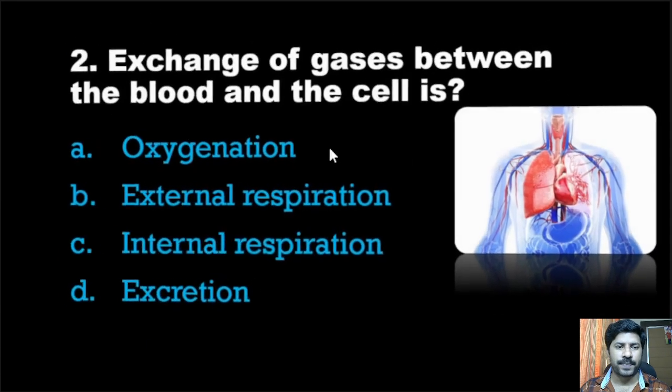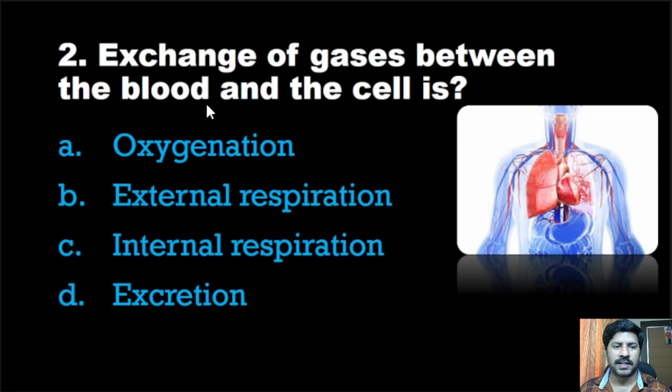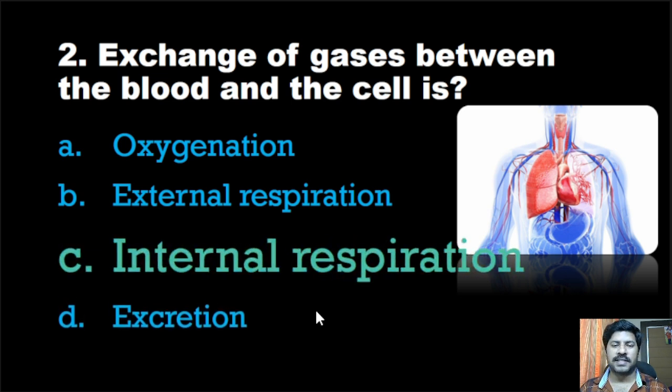Next question. Exchange of gases between the blood and cell is: oxygenation, external respiration, internal respiration, or excretion? Correct answer is internal respiration. Here there is exchange of gases between blood and cells. Oxygen will be transported into the cells and carbon dioxide will be transported from cells to blood.